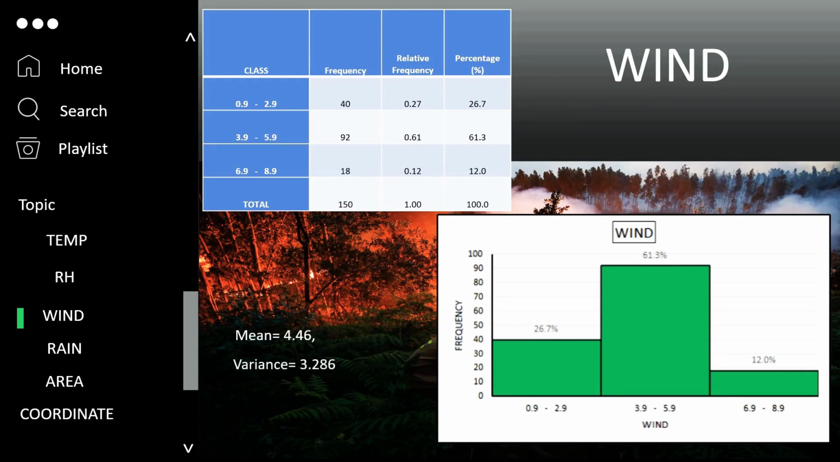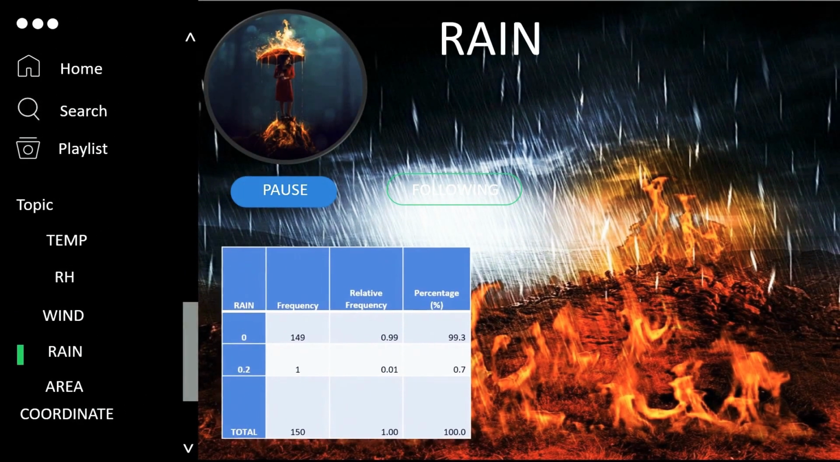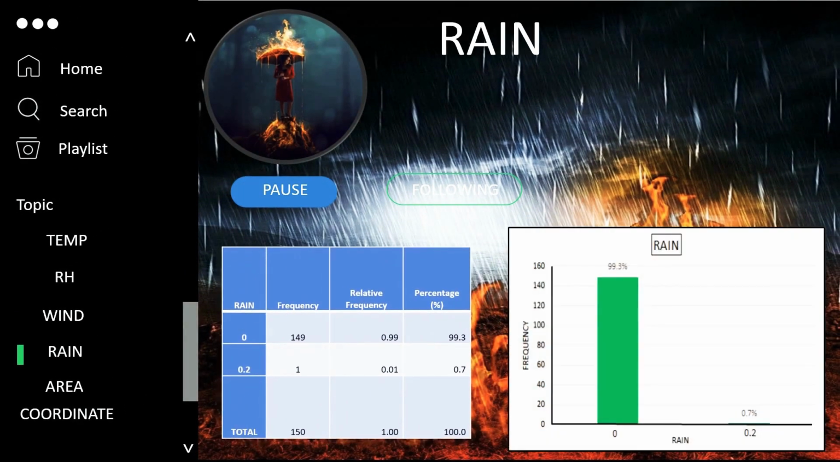On the other hand, when it comes to rain, according to the table and figure shown above, we can see that most of the outside rain is 0 mm per square meter, which represents 99.3%. The total frequency for 0 mm per square meter outside rain is 149. Conversely, the percentage of 0.2 mm per square meter outside rain is 0.7%, which represents a total frequency of 1. Therefore, this shows that the mode of the outside rain data is 0.